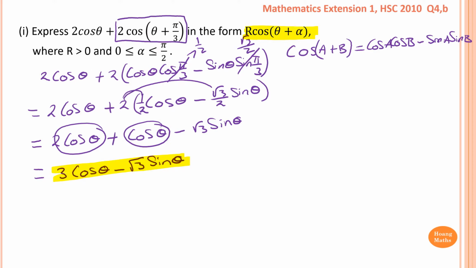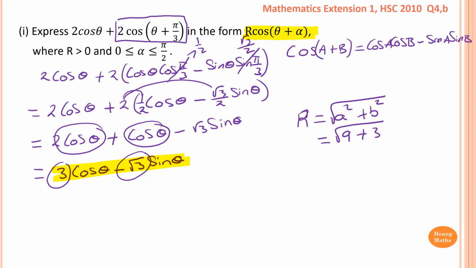So we know that r is equal to the square root of a squared plus b squared. So a is 3, which is 3 squared is 9, plus b squared, root 3 squared is 3, and square root of that. This is equal to square root 12. 12 is 4 times 3, so square root of 4 is 2. So 2 root 3, which is equal to 2 square root of 3.